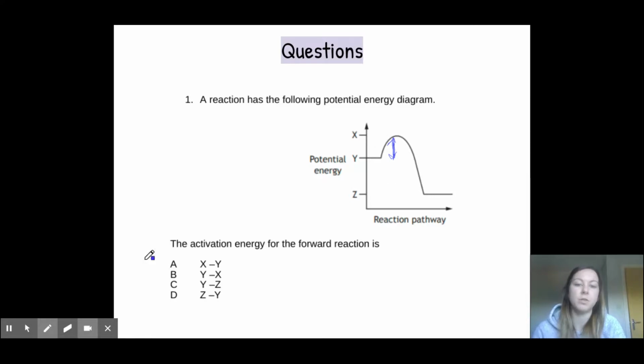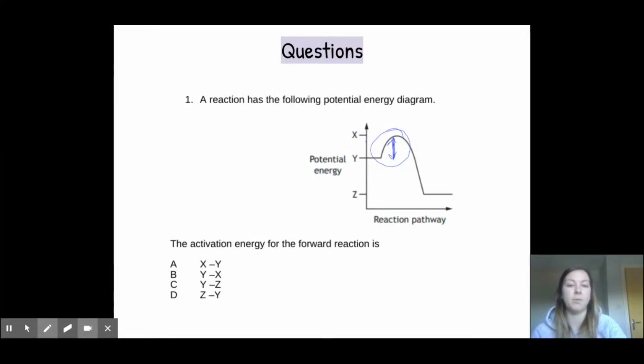Now this is a multiple choice question where we have all of these values which are not numerical, they are in letters. But if we wanted to find the value here between x and y, we would just take y away from x.